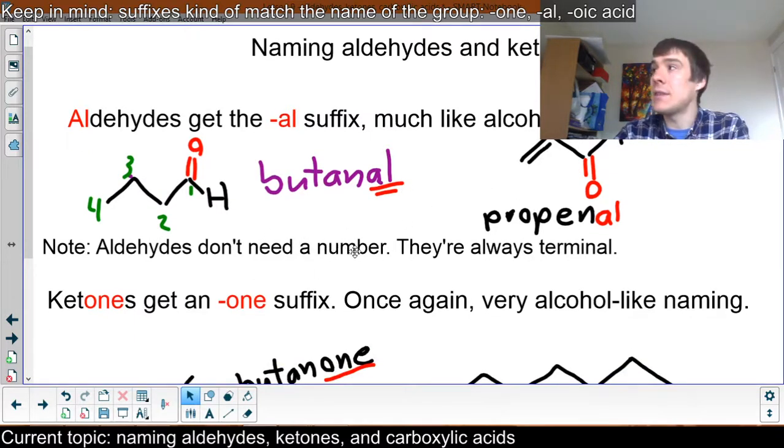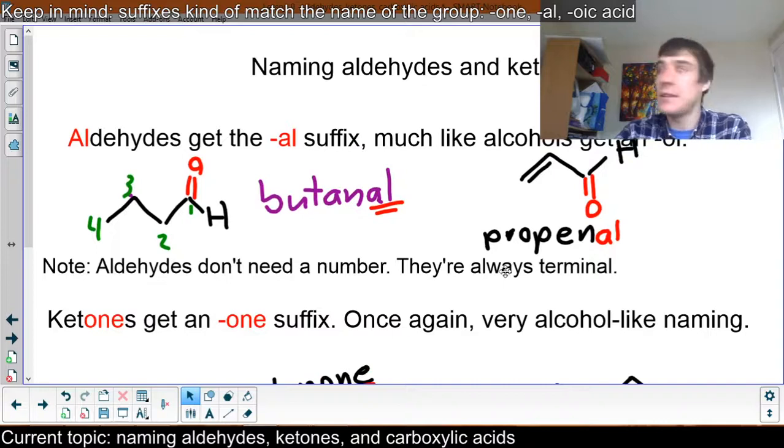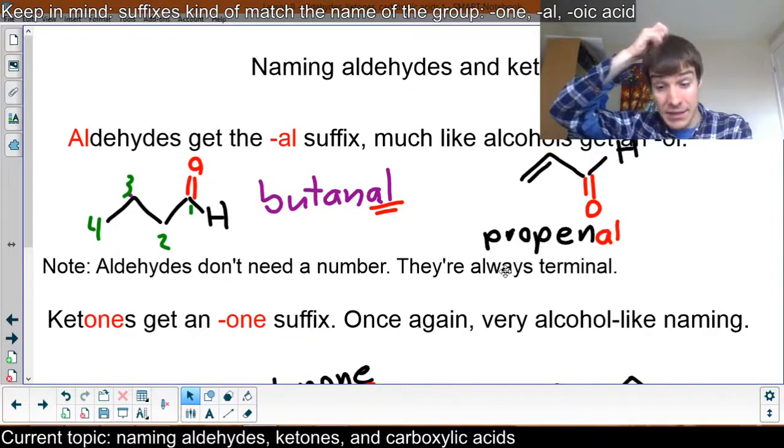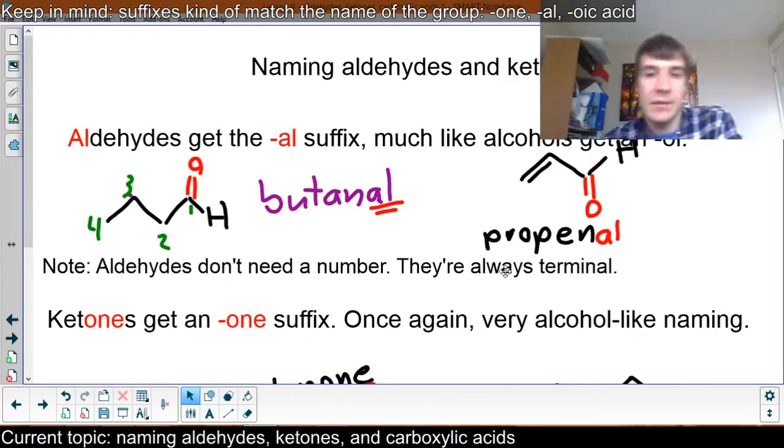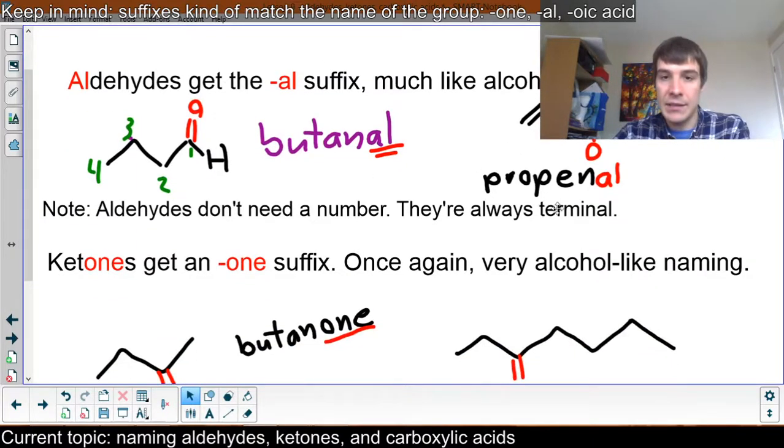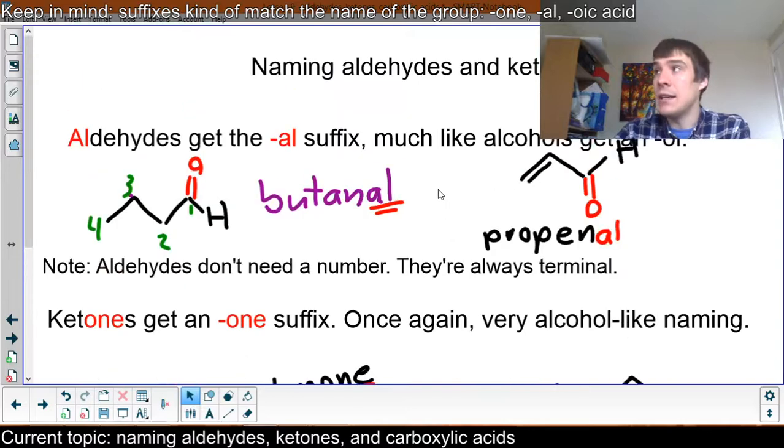Usually aldehydes don't actually need a number because we know they're on the end. Kind of like how with alcohols in a ring, you don't need to put number 1, because wherever the alcohol is, that's number 1. Same thing with aldehydes. Aldehydes usually don't need a number. They're always on the end, so it's called terminal.